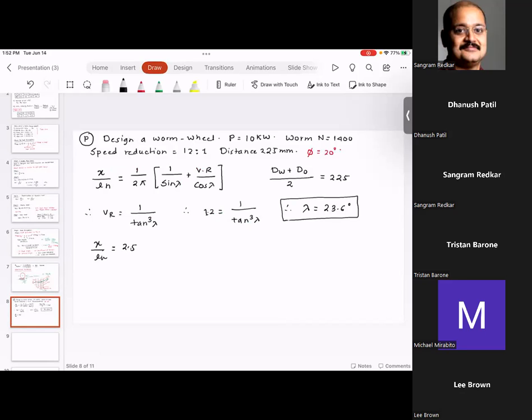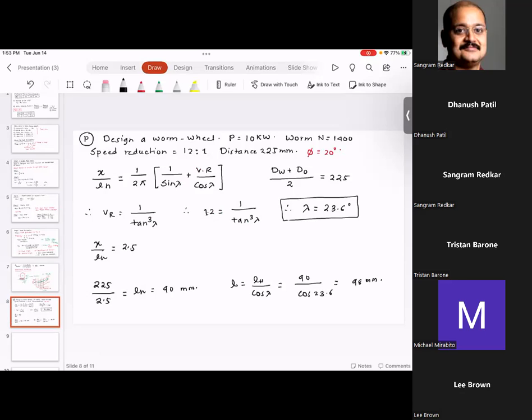And with this, we know x, which is the center distance, 225 divided by 2.5 is equal to ln, and ln is equal to 90 millimeter. And L is equal to ln divided by cosine of lambda, 90 divided by cosine of 23.6, that gives me 98 millimeter.